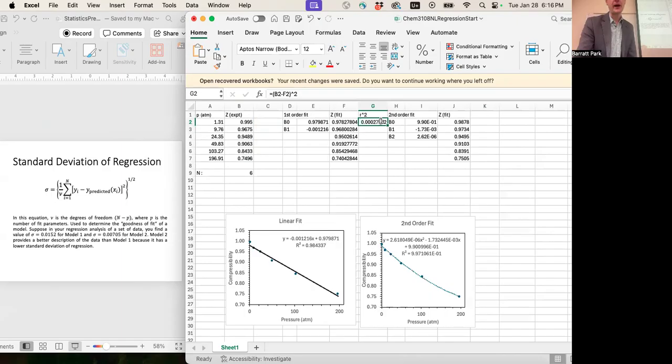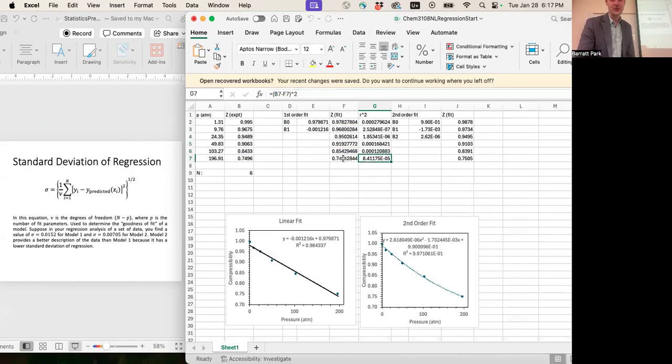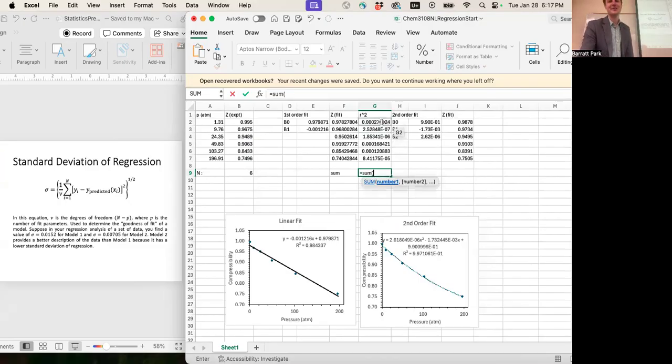Okay, and so now I can take this formula and drag it down, and I should get each respective residual squared. And so I've got y minus y predicted squared for each data point. So the next thing, according to this formula, that we need to do is sum up the squares of the residuals. So I'll use the built-in sum function, and I'll select these 6 residual squared values to add them together.